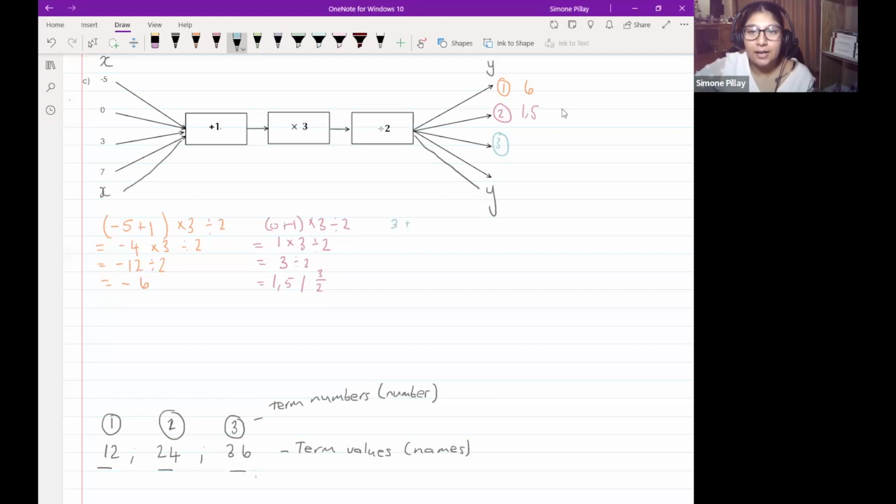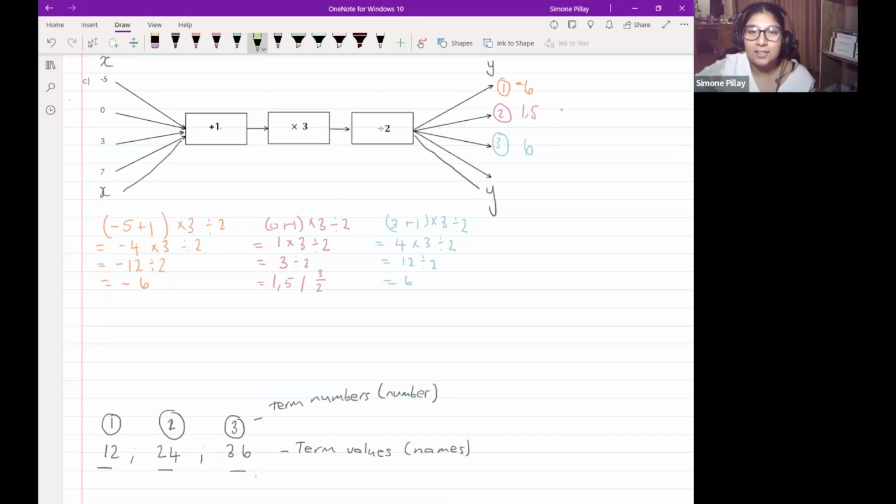3 plus 1. And then we want to multiply by 3, divide by 2. 3 plus 1 is 4, times 3 divided by 2. 4 times 3 is going to be 12. And that's going to give me 6. Oh, and nobody told me, I missed my negative over there.